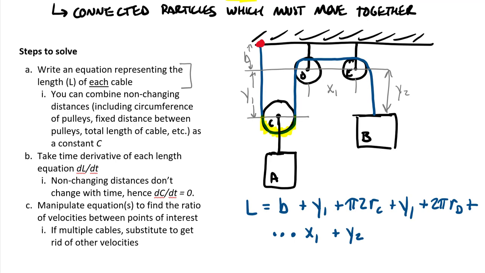They are non-changing distances. Those non-changing distances would be B, that circumference around here of C, which I already highlighted, this quarter circumference of D, the quarter circumference of E, as well as this length of x1, right? Because of the fixed distance between those two pulleys. So let me highlight those terms. That's B, this half circumference, this quarter plus quarter circumference, and x1.